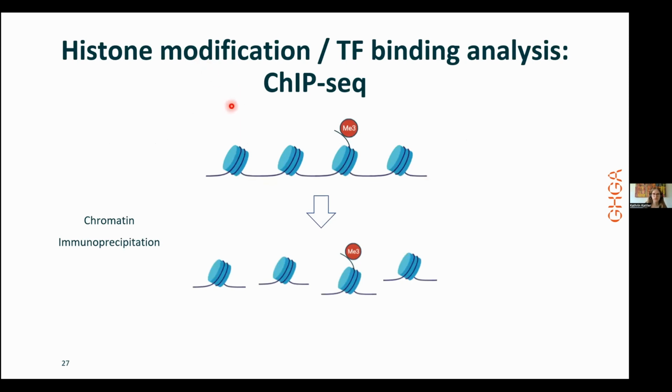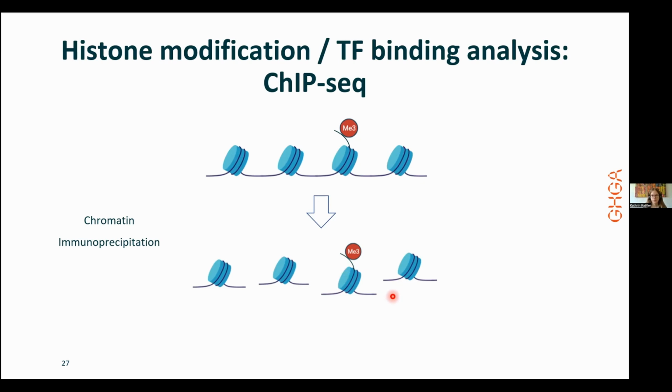Then we come to ChIP-seq, the method to profile histone modifications and also for transcription factor binding analysis. ChIP-seq is short for chromatin immunoprecipitation. And here the principle is that we prepare our chromatin, so we isolate it from the cells. Then in some way we have to fragment the chromatin. For this we can use sonication to shear the chromatin into fragments, or we can use enzymes or also transposase.